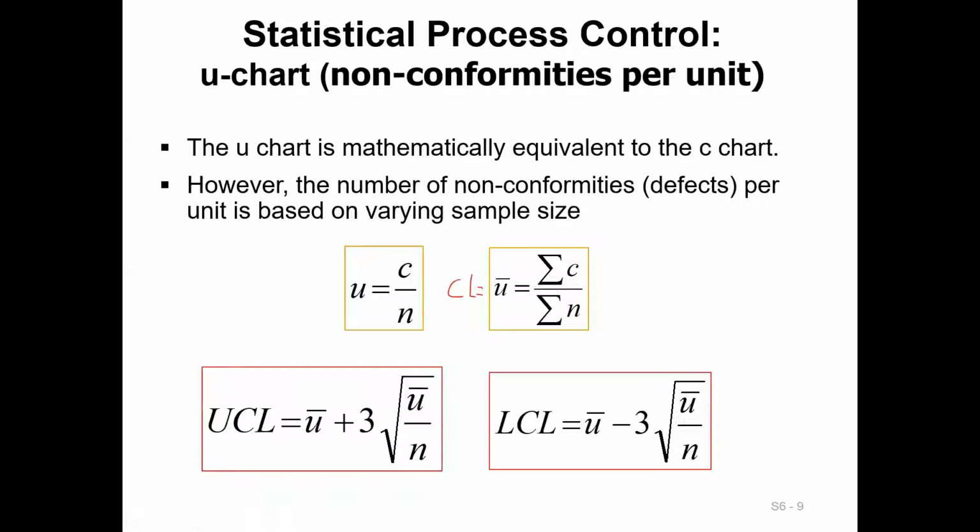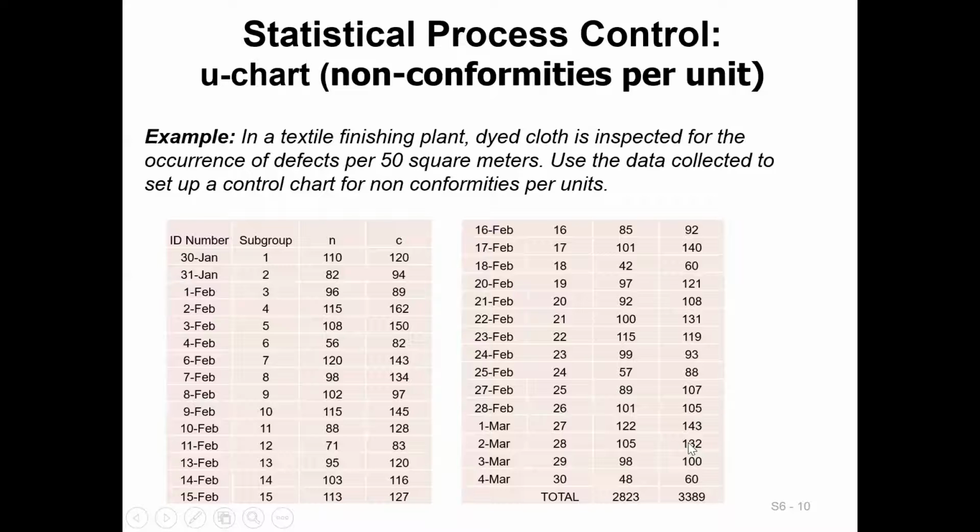Here, for me, this is the standard formula, but it's better to put the i here, I mean for every single sample. Okay, take a look at the example. This is an example: a textile finishing plant.